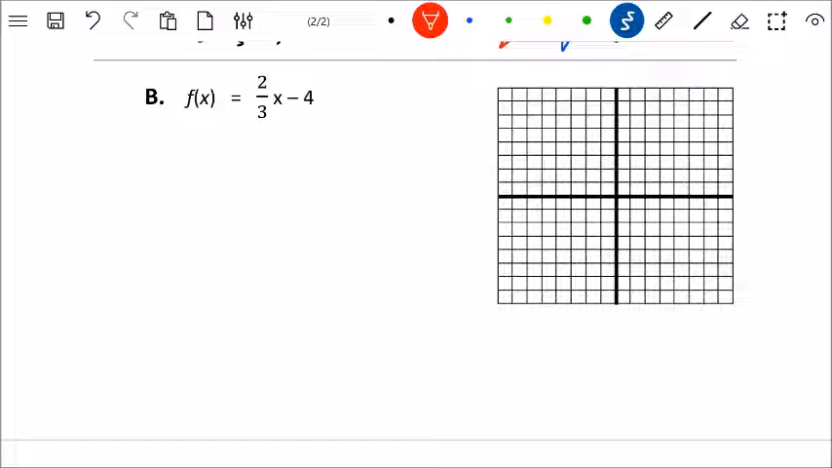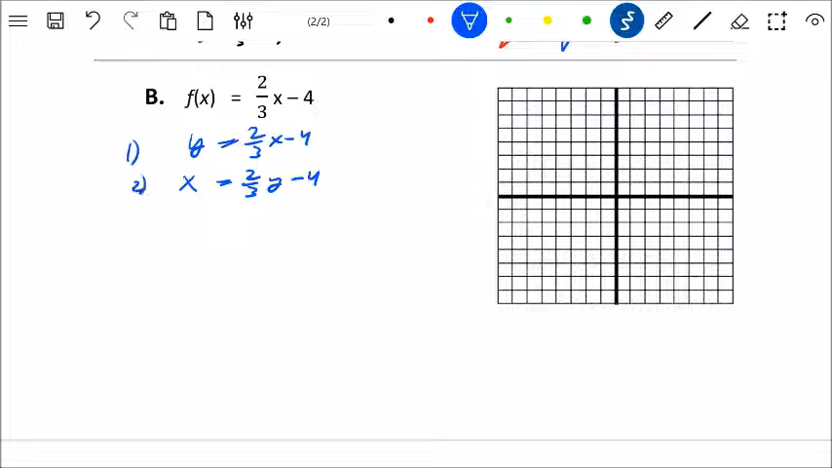All right, welcome back. So my first step is to put y here. Second thing I'm going to do is switch them. X equals 2/3 y minus 4. So that was step one, that was step two. Now, step three, I'm going to solve for y, and I'm going to start by putting the whole side with y in it over on the left. Then I'll add 4. 2/3 y equals x plus 4.